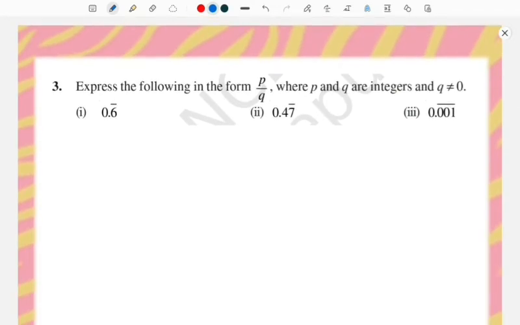Question number 3. Express the following in the P by Q form where P and Q are integers and Q is not equal to 0. Now we have to write these numbers in P by Q form. We are given the decimal expansions and we have to write those in P by Q form. So the first one we have here is 0.6 with a bar. That means it is 0.666 with dots because it is going on, right? So how are you going to start this?